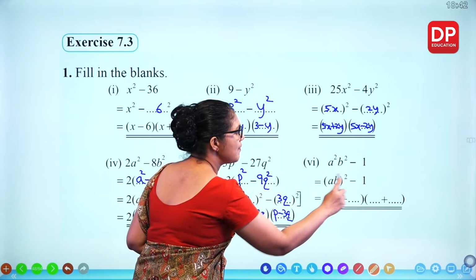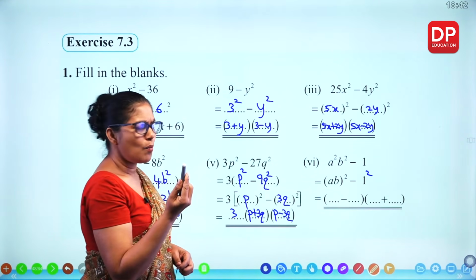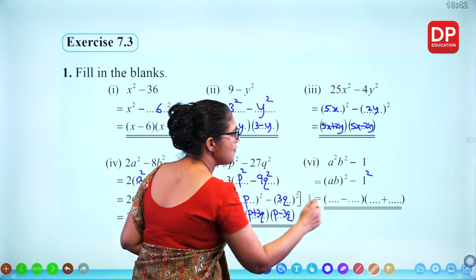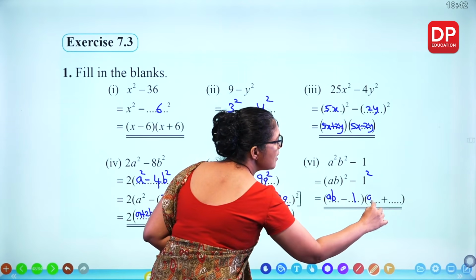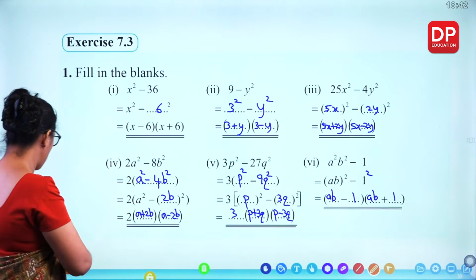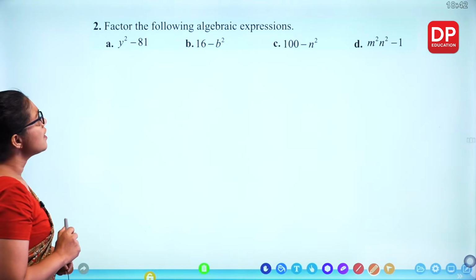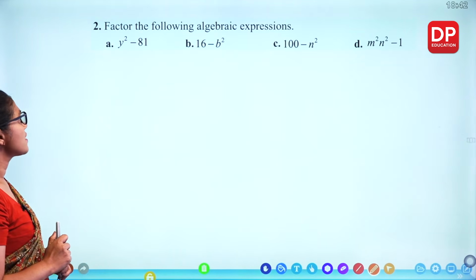Now look at this one. Here already given as square term. So here 1 squared is 1. So straight away you can write ab minus 1 and ab plus 1. Now we'll move to the second question. Factor the following algebraic expressions.